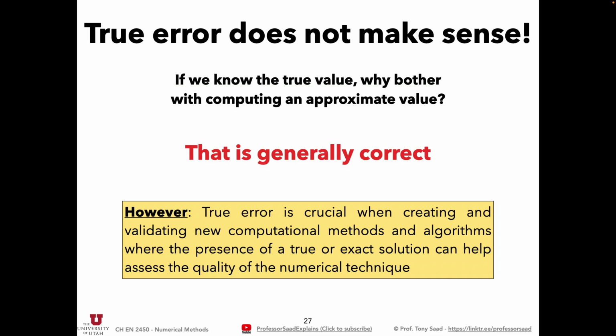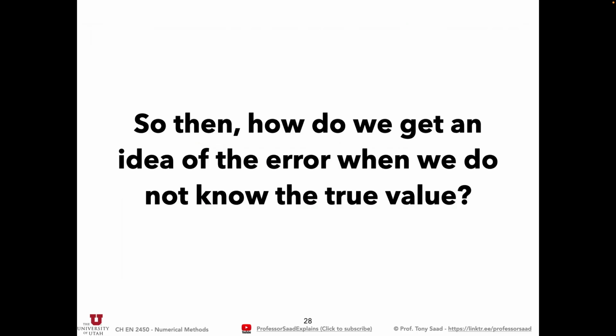There's no absolute truth in the sense that we're going to discuss here. So this gets a little philosophical, and then we come back and be grounded in reality. So then, how do we get an idea of the error when we do not know the true value? Okay, so now you're completely flying blind. How can you tell what the error is when you don't know the true value?